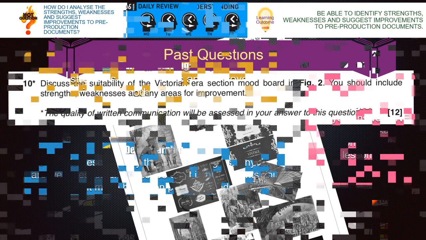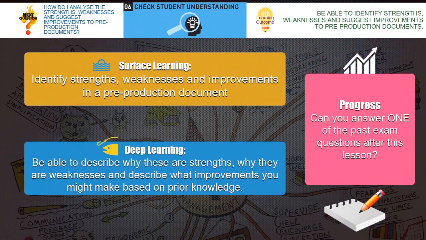Okay, so we'll go over today's outcomes. Our surface learning outcome is to identify strengths, weaknesses, improvements in a pre-production document. Our deep learning outcome is to be able to describe why these are strengths, why they are weaknesses, and describe what improvements you might make based on prior knowledge. And to make good progress, you should be able to answer at least one of the past exam questions by the end of the lesson.